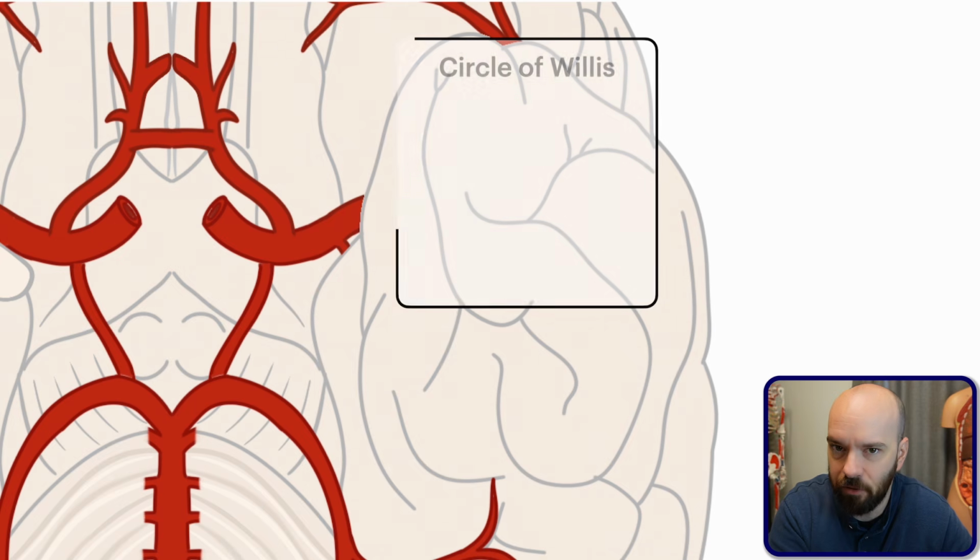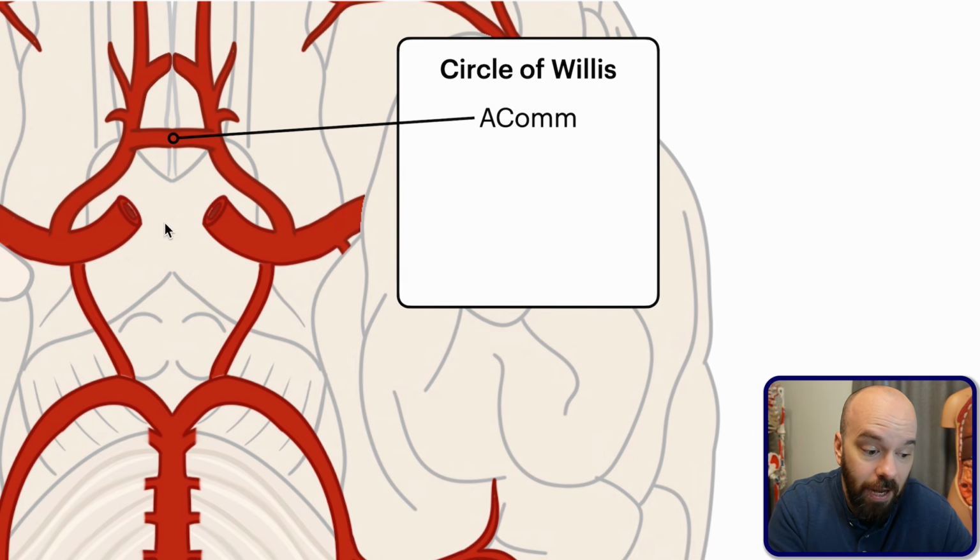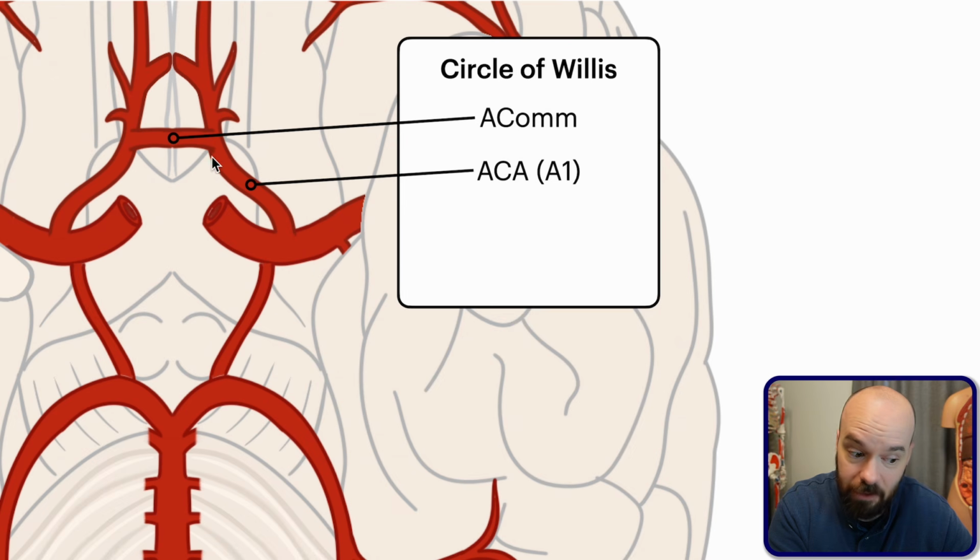Let's identify those circle of Willis arteries real quick when we talk about that circle of Willis. We have the ACOM, anterior communicating artery. Then we have the ACA, the anterior cerebral artery, but just the A1 section. This would be A1 right here. A2 would be right here, and it goes on from there.